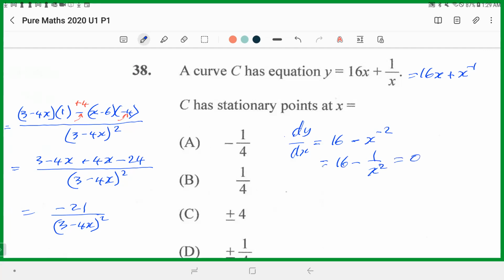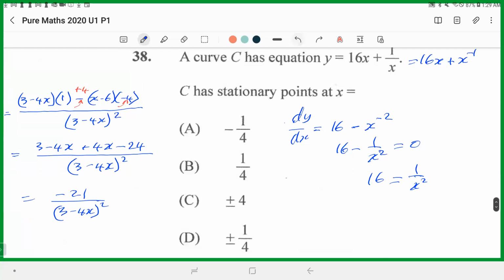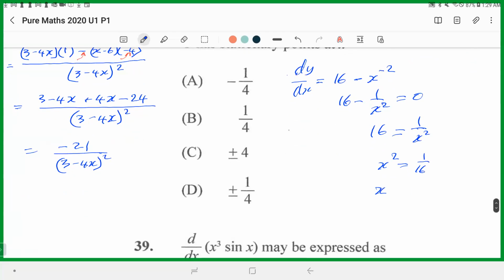And I put this equals 0 at the stationary point, because dy by dx is 0 there. So solving this for x, I'm going to transpose this over here and get 1 over x squared equals 16. Multiply by x squared and divide by 16, I'm going to get x squared equals 1 over 16. Square root both sides, and x is going to be plus or minus 1 over 4. Bang, right there.